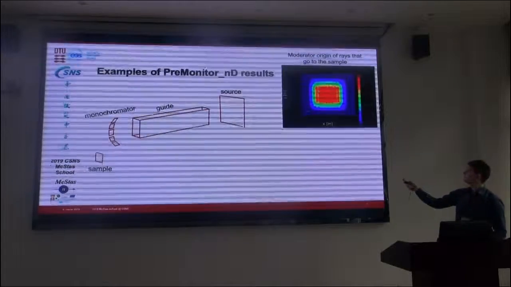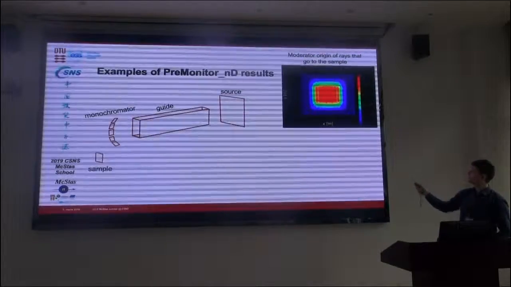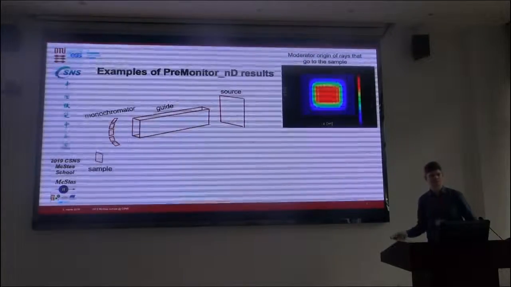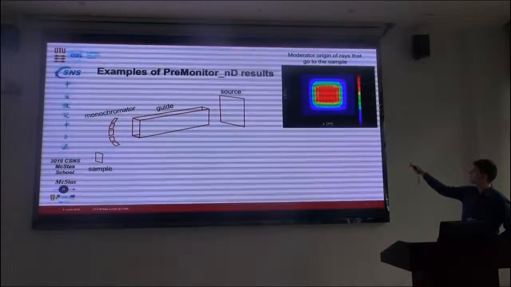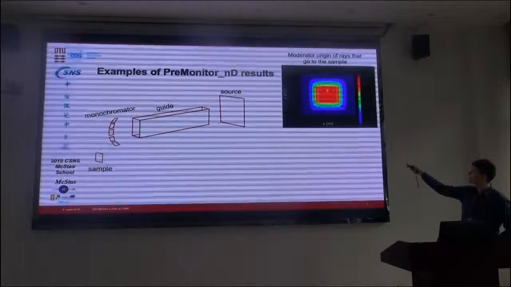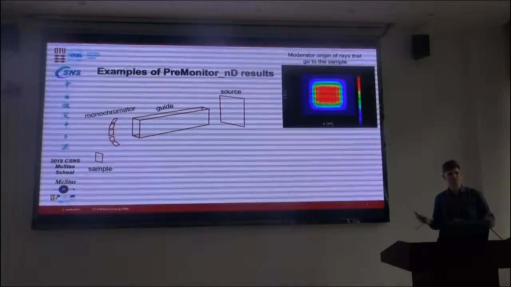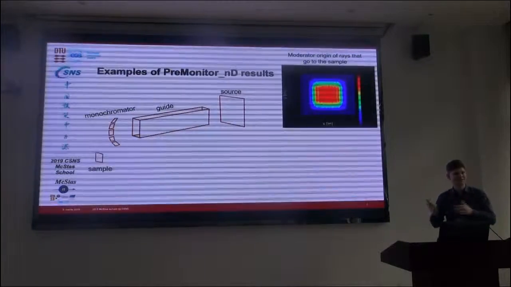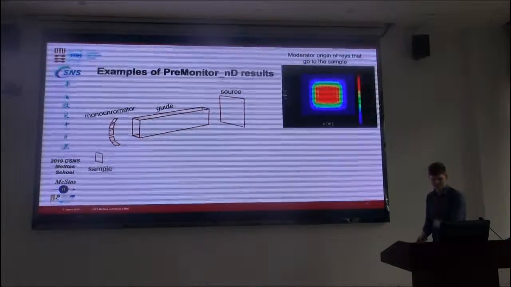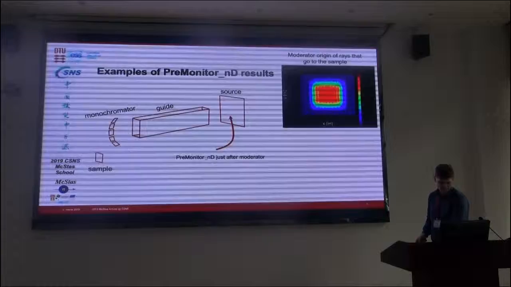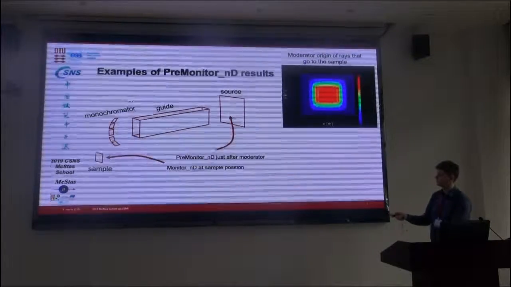And here, these are the positions on the moderator where the neutrons that hit the sample came from. It's a little hard to see, but there are some weird correlations with lower intensity between some lines. I think that's corresponding to different reflections in the guide that can still reach the monochromator and hit the sample. So this is where we put the pre-monitor. This is where we put the minus ND.